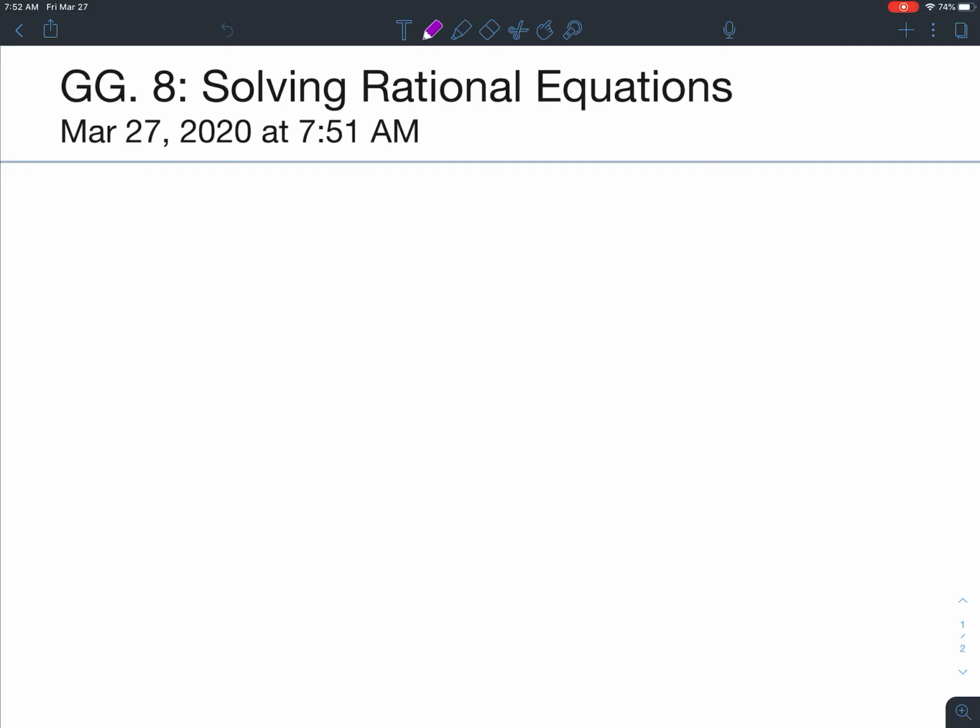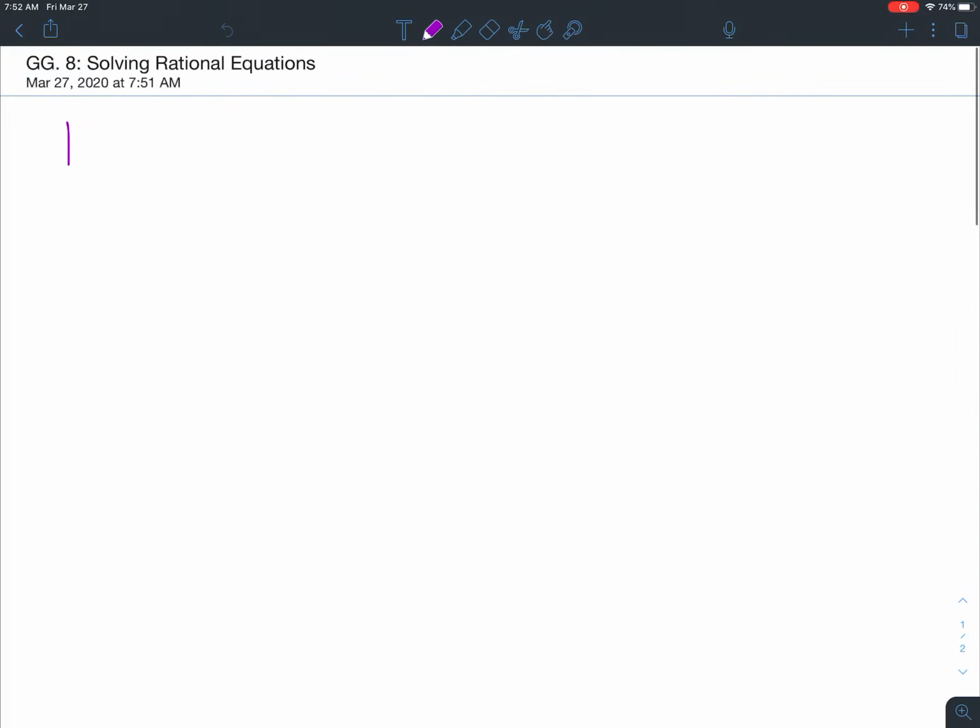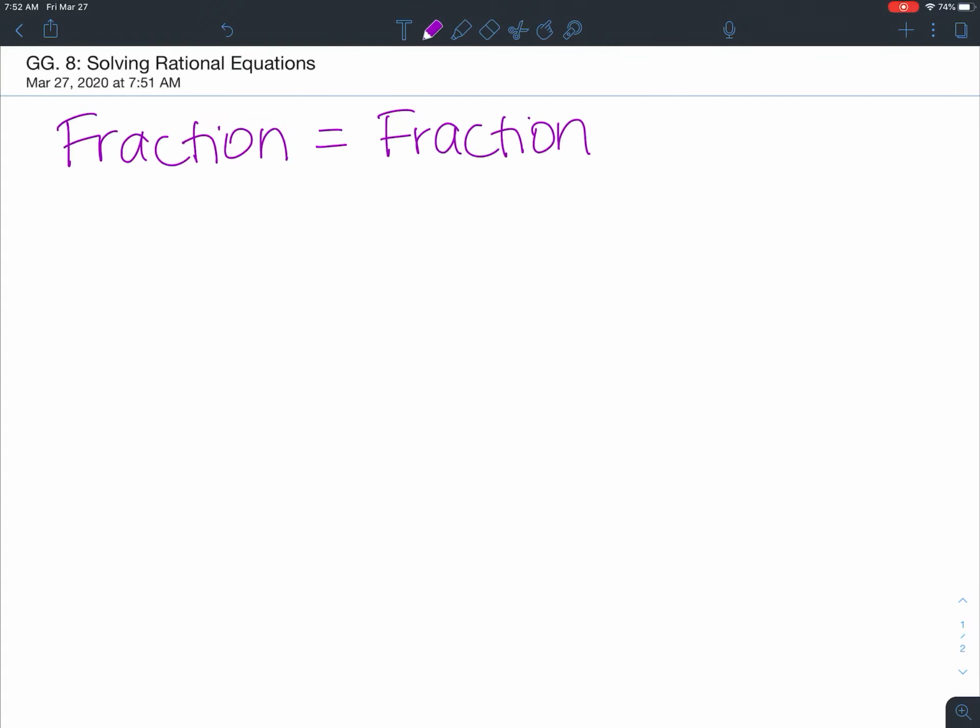What we're doing today is solving rational equations. When you think rational equations, I want you to think that you have a fraction equal to another fraction. We've learned a lot about how to add, divide, multiply, and subtract different types of fractions. But in order to do the method today, we must have one fraction equaling another fraction.